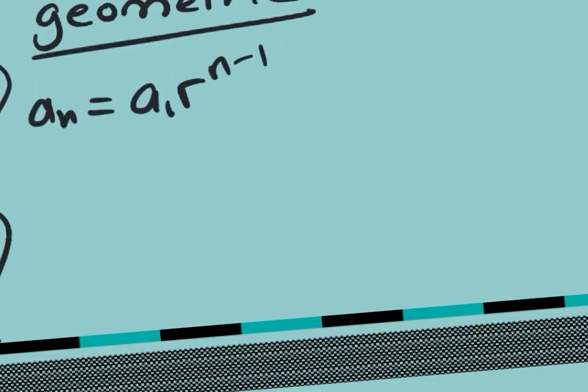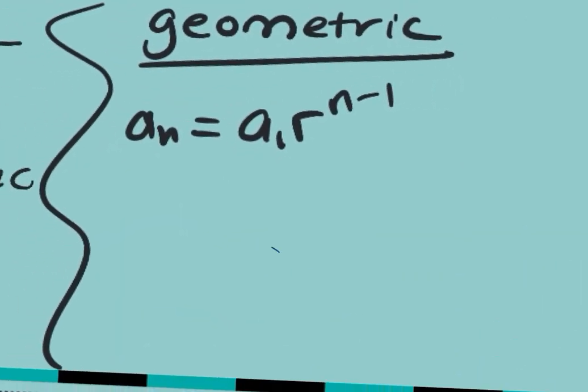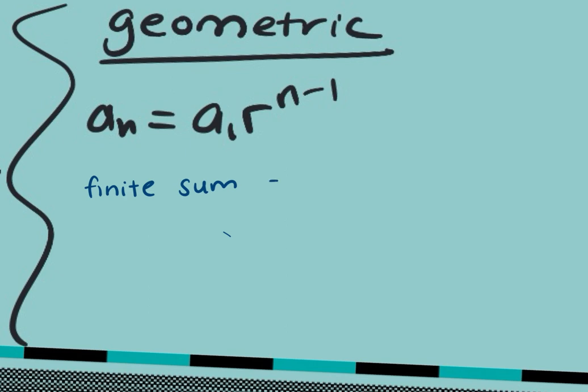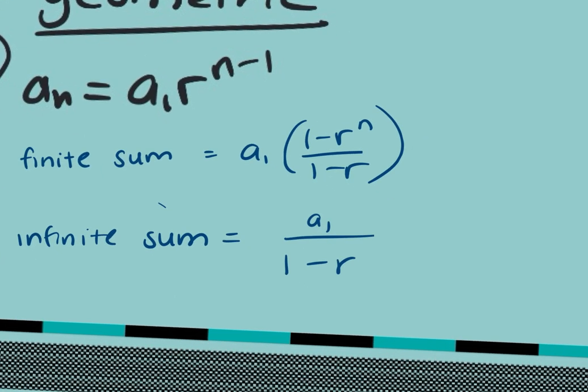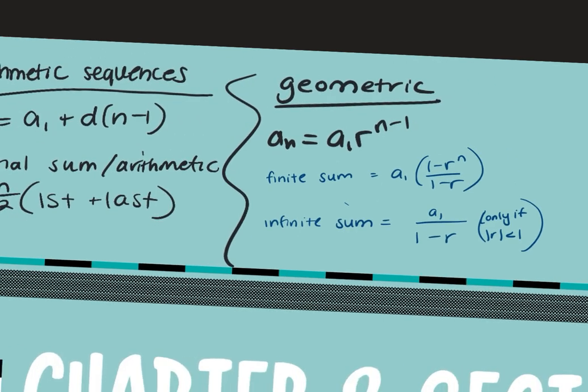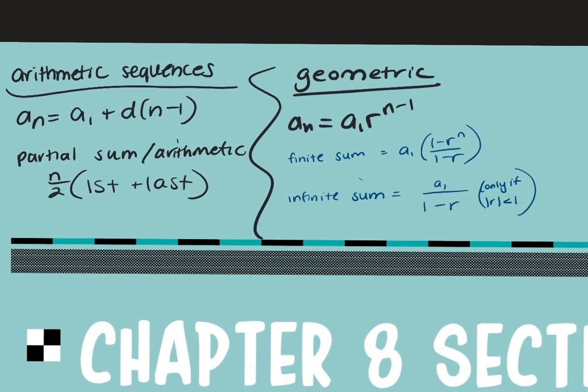So we're going to add on the geometric sum. And we'll do finite sum first. Finite sum, which is a1 times 1 minus r to the n over 1 minus r, and infinite sum, which is a1 over 1 minus r, only if absolute value of r is less than 1.